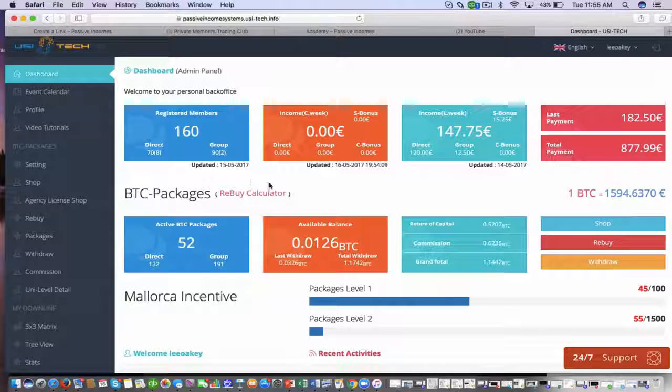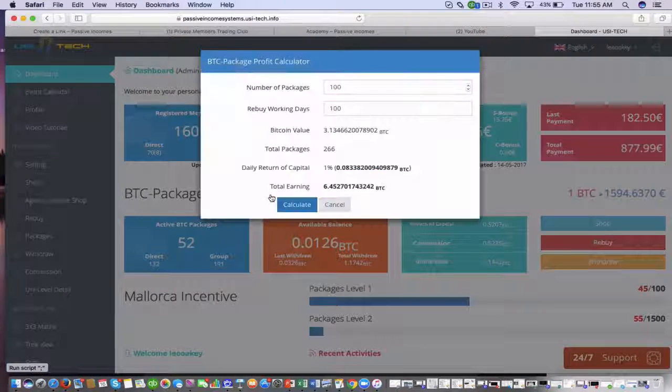And the tool that we use to do that, and I use to do that, is this great rebuy calculator in the back office. So let me click on that for a moment and show you, if you haven't looked at it, exactly how we use that to our advantage. So I'm going to give you an example.